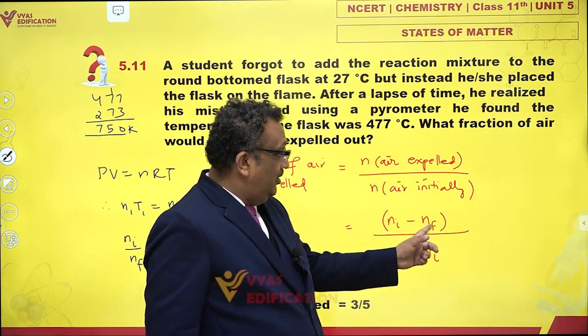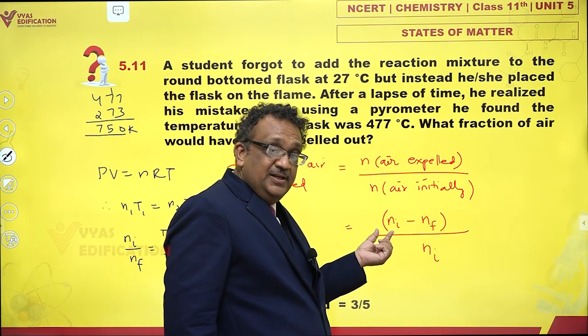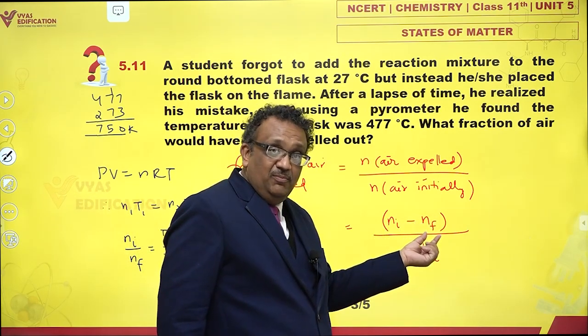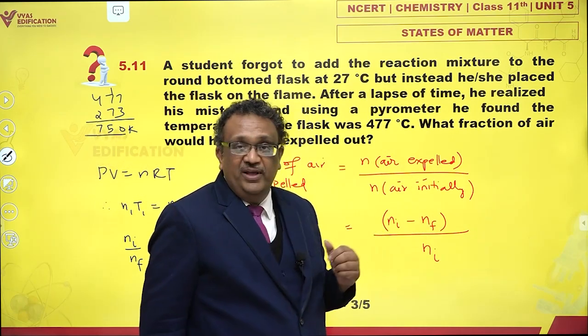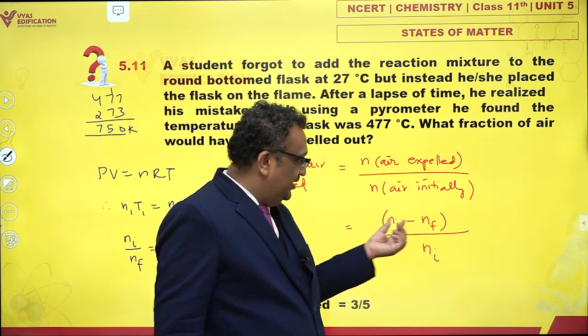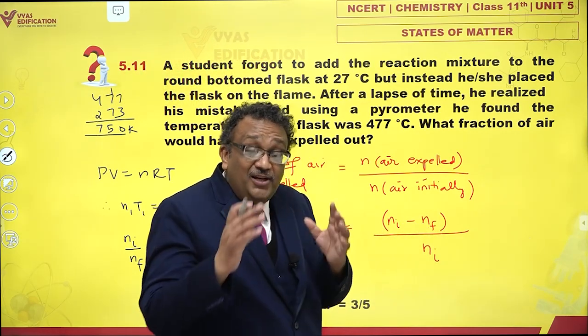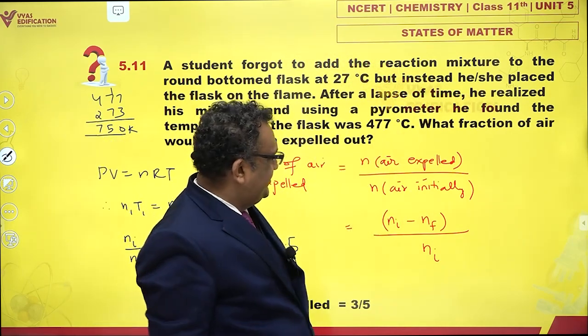See, how did I get this? I repeat, initially I had some number of moles. Finally, I am left with some number of moles. The difference is nothing but the number of moles of air expelled. Otherwise, why will final be different from initial? Final is different from initial because some moles have been thrown away. Yes, good.